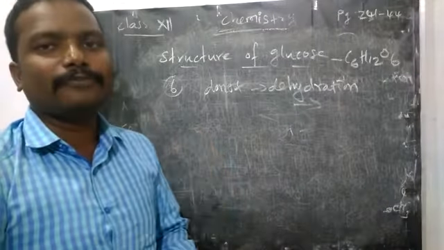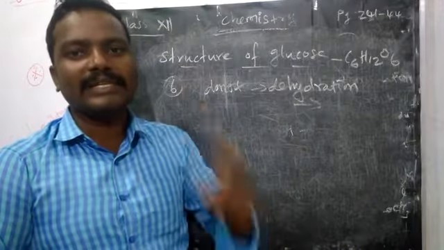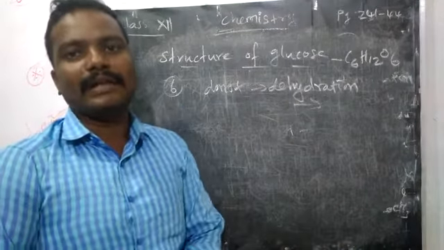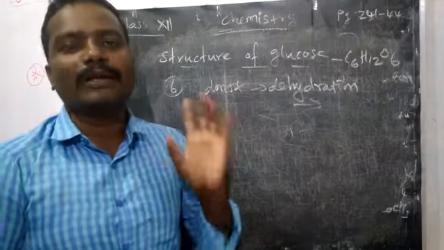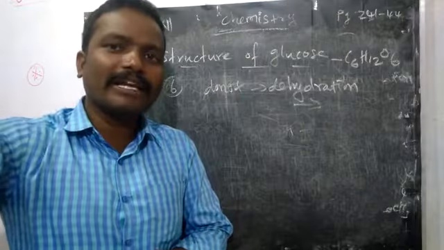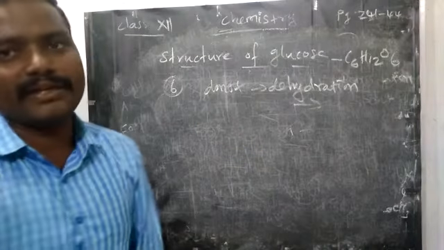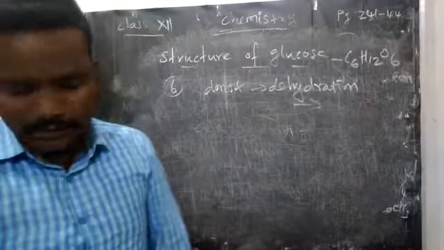From that we can confirm each OH group is attached to a single carbon atom, separately connected with one carbon atom each. So all 5 OH groups are attached to 5 different carbon atoms. We can confirm this from the dehydration process. Okay.